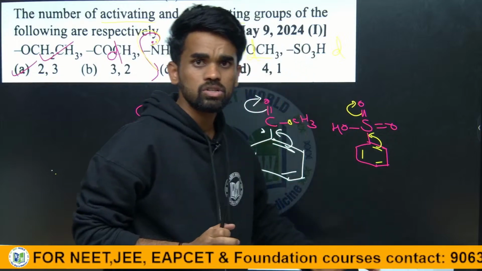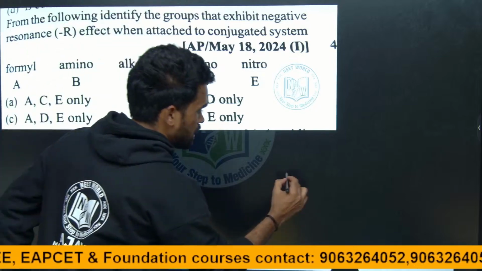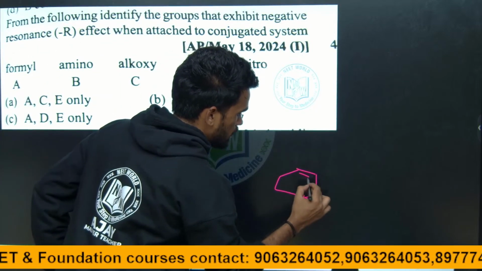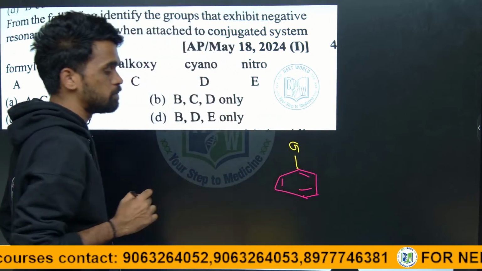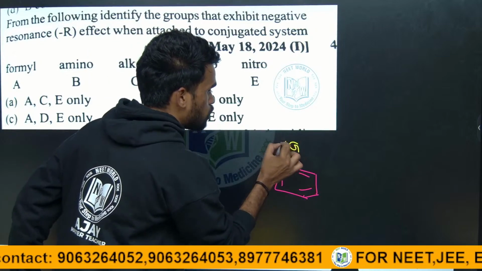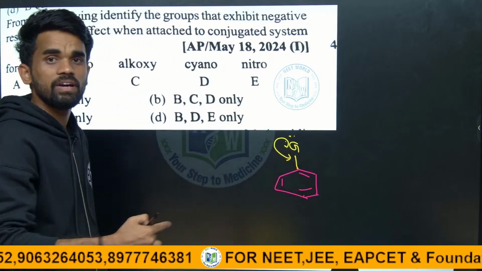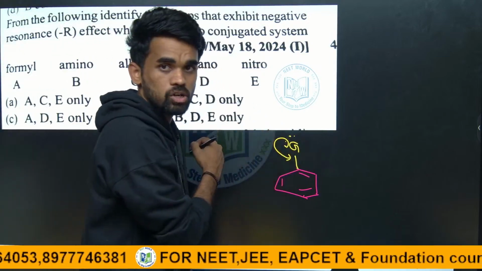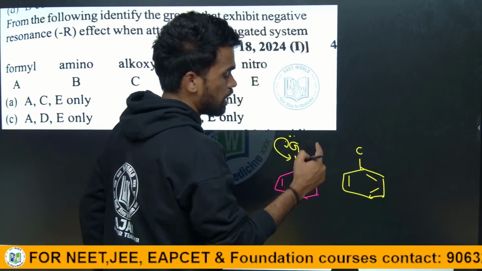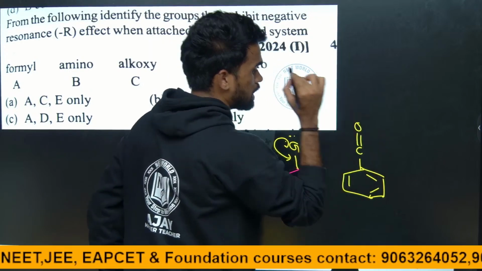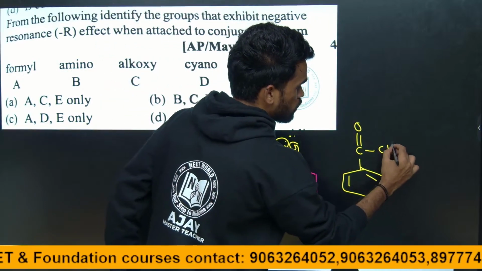I hope it is clear. So how to identify ring activating and ring deactivating? It is very easy. If a benzene ring or phenyl group ring is there, and on this a group G is there, if any non-bonding electrons are present like this, generally we can consider it a ring activating group. If there are no non-bonding electrons, for example here I am attaching a carbon which is directly attached to an electronegative atom with multiple bonds, then what happens?